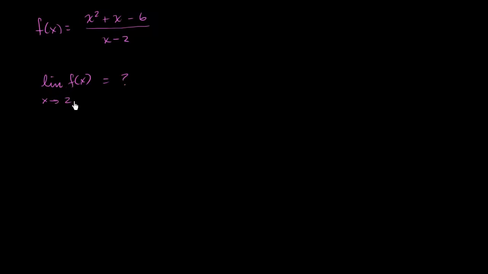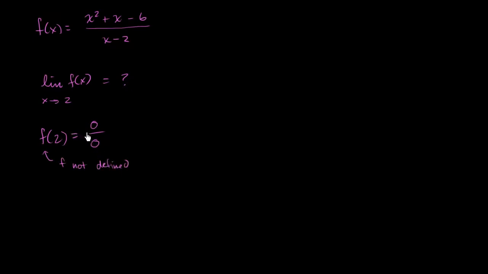Now, this won't always be the limit, even if it's defined, but it's a good place to start just to see if something reasonable could pop out. So looking at it this way, if we just evaluate f of 2, on our numerator, we're going to get 2 squared plus 2 minus 6. So that's going to be 4 plus 2, which is 6, minus 6. So you're going to get 0 in the numerator, and you're going to get 0 in the denominator. So the function is not defined at x is equal to 2. F not defined. So there's no simple thing there.